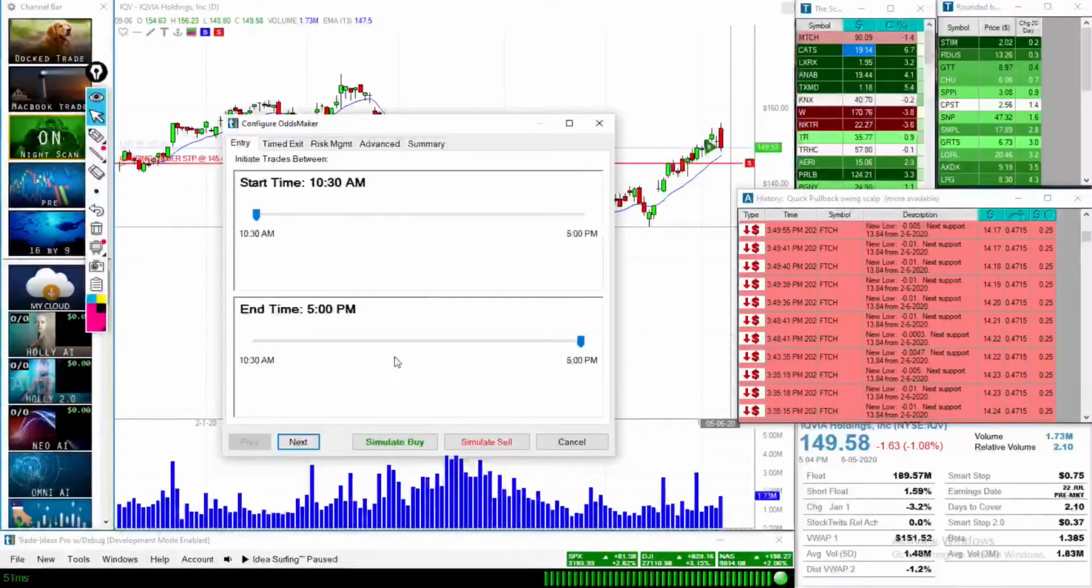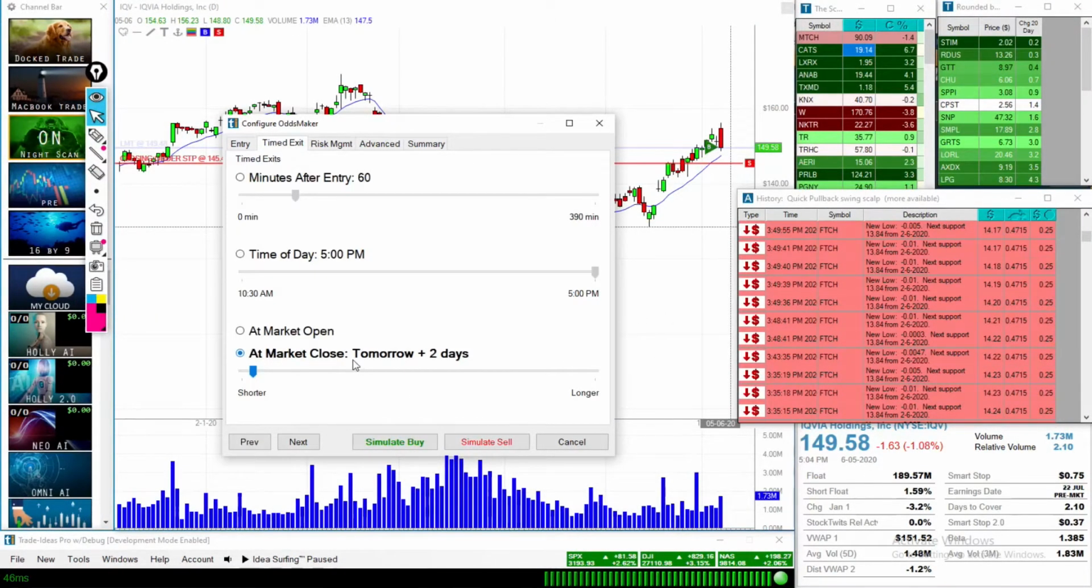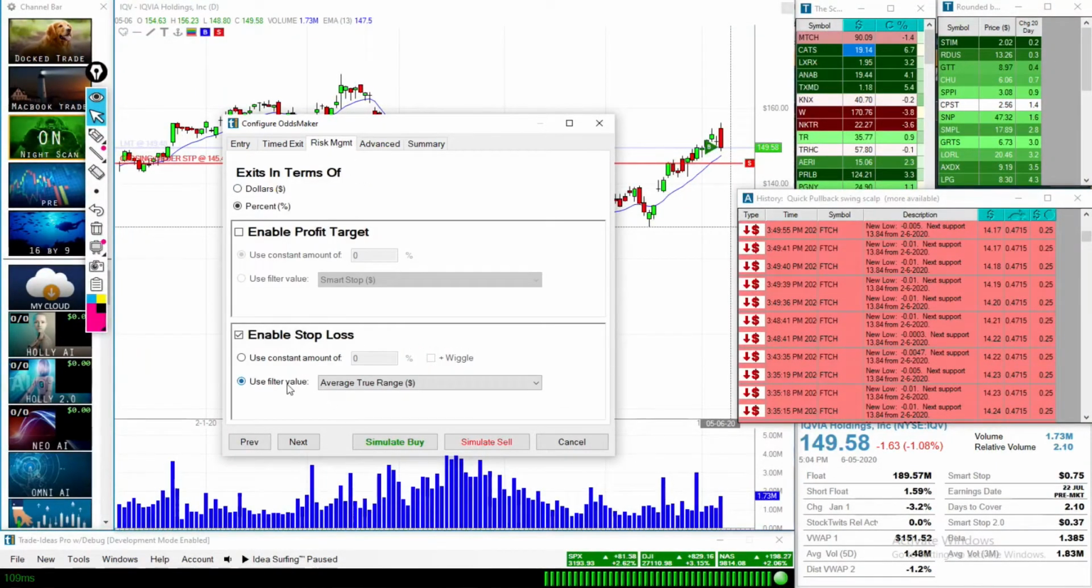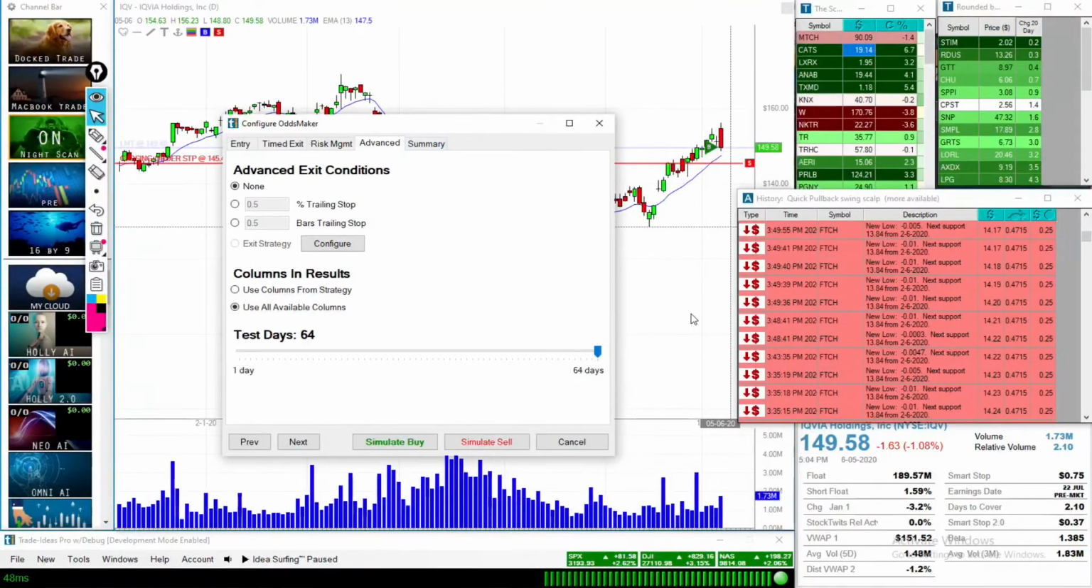So I want to initiate trades anytime throughout the day. If I didn't want to trade in the afternoon, I could move the slider there and it would stop trading in the afternoon. I want to hold it for 2 days. So tomorrow plus 2 days, so 3 days. I want to risk one average true range of the stock, which basically says, okay, this stock moves on average $1 every day. That's what I'm going to risk. And that's it. So I'm going to buy the first time every stock enters this window. I'm going to hold it for 2 days with a stop in place so that if I'm wrong, I protect my risk. And then I'm going to get out after 2 days.